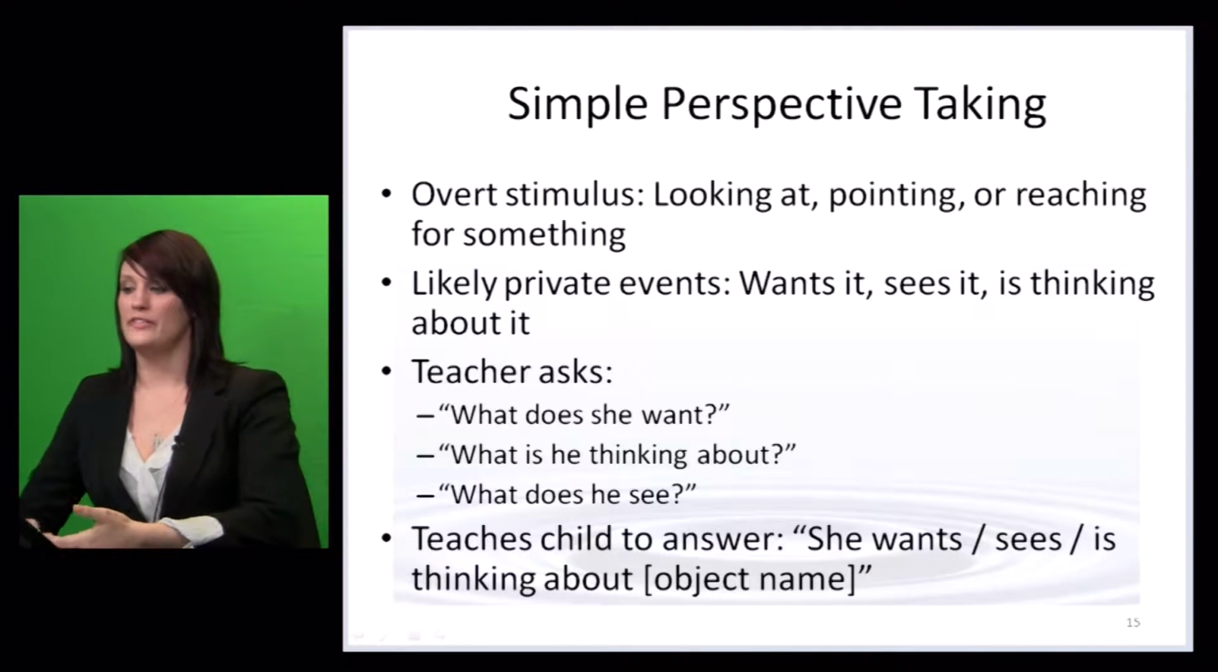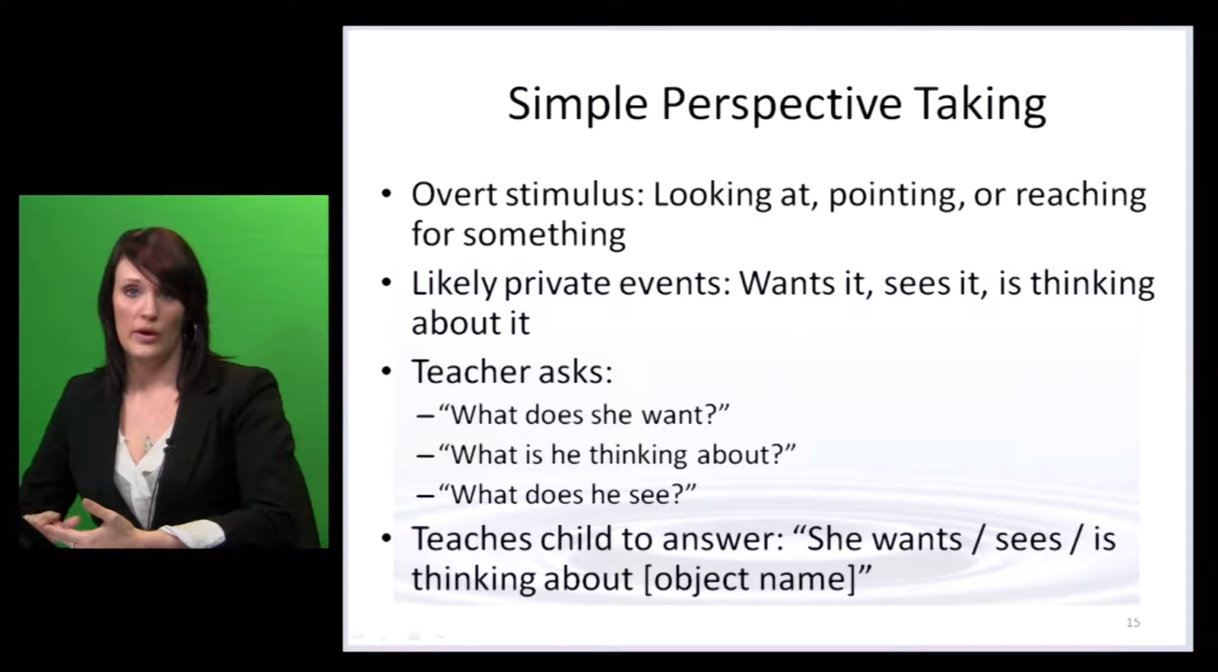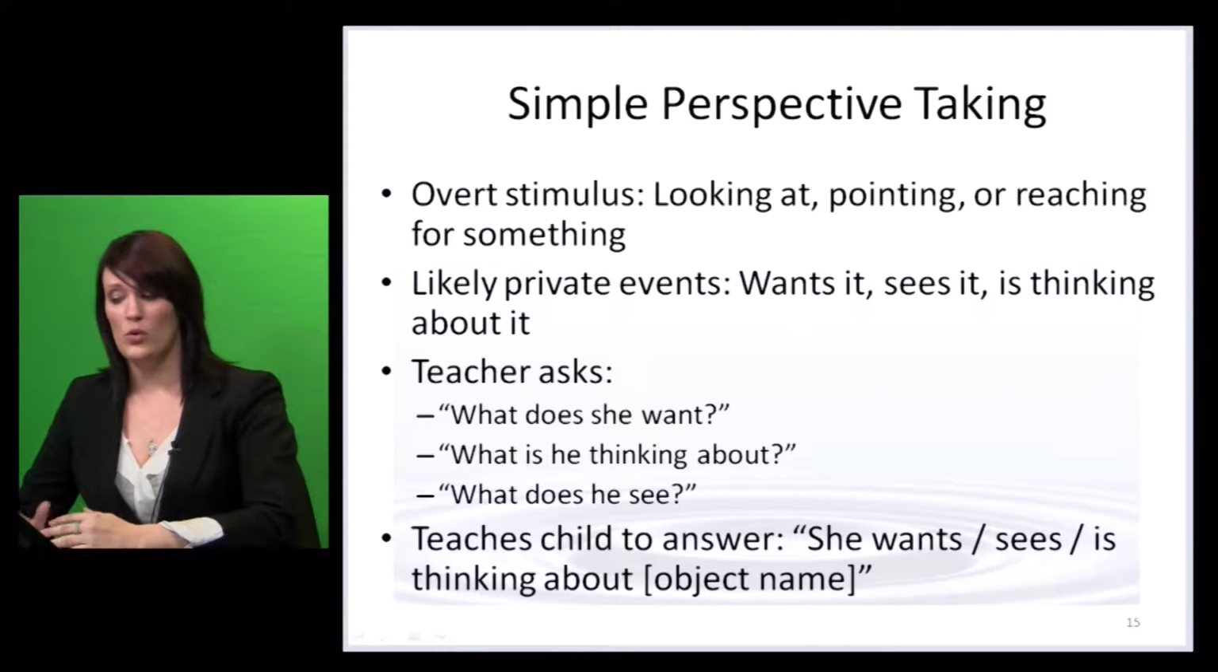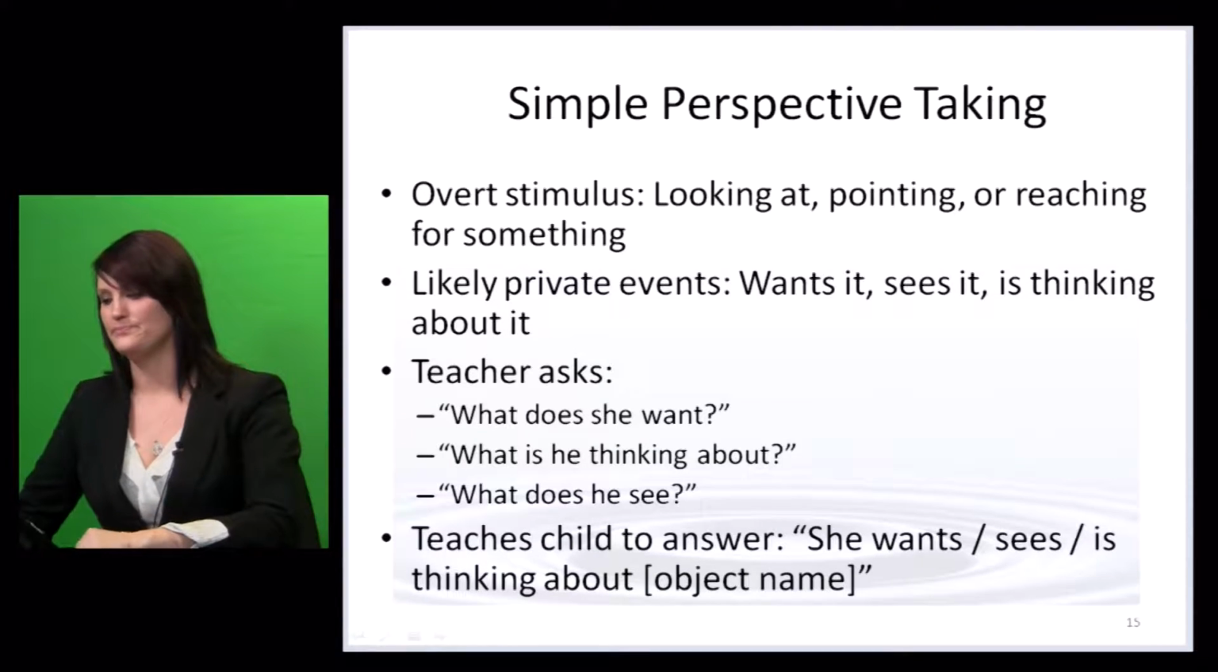So, if the overt stimulus is looking at, pointing to, or reaching for something, the likely private events that are correlated with this are the child wants it, sees it, or is thinking about it. Oftentimes, looking at something is so highly correlated with thinking about it that we almost assume that is just what is going on when someone is looking at something.